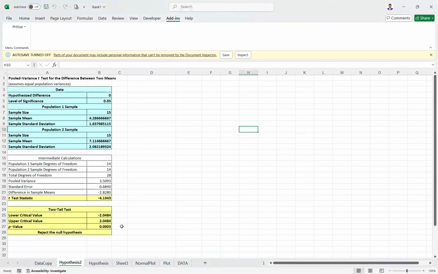Why did we reject the null hypothesis? Tell this first. The P-value is less than alpha. Yeah, P-value is less than alpha means what? Reject the null hypothesis. So what is your interpretation?